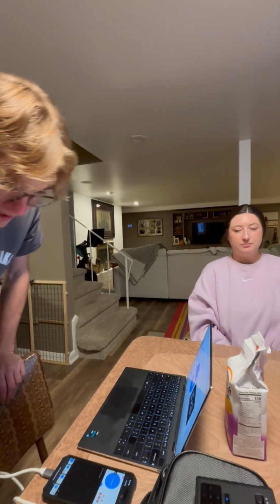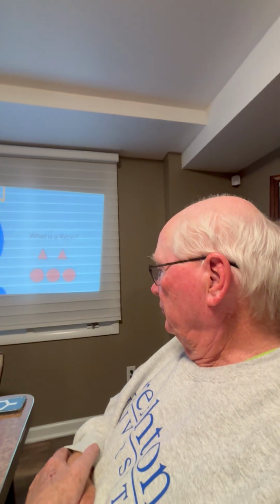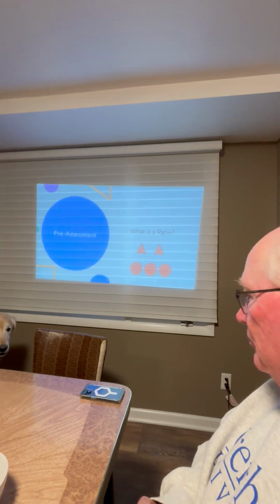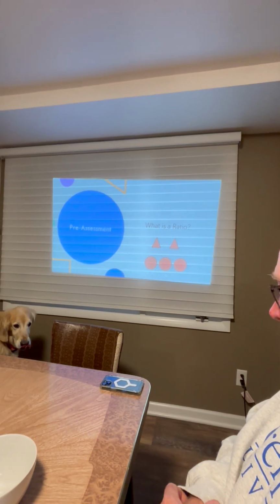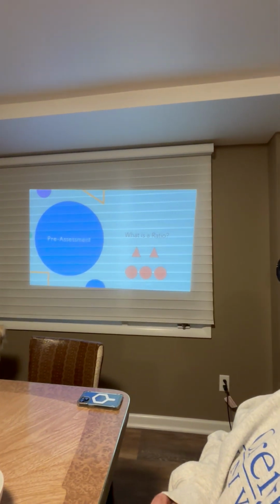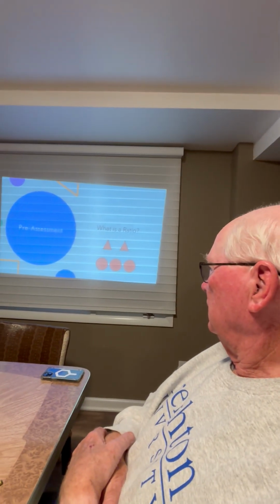For our pre-assessment, I have a little question for you. What is a ratio? Does anyone know? You can just raise your hand. No? Okay, that's all right. We're going to learn what a ratio is today. A ratio is a comparison of two things. Right up here, we have 2 triangles and 3 circles. Does everyone see that?